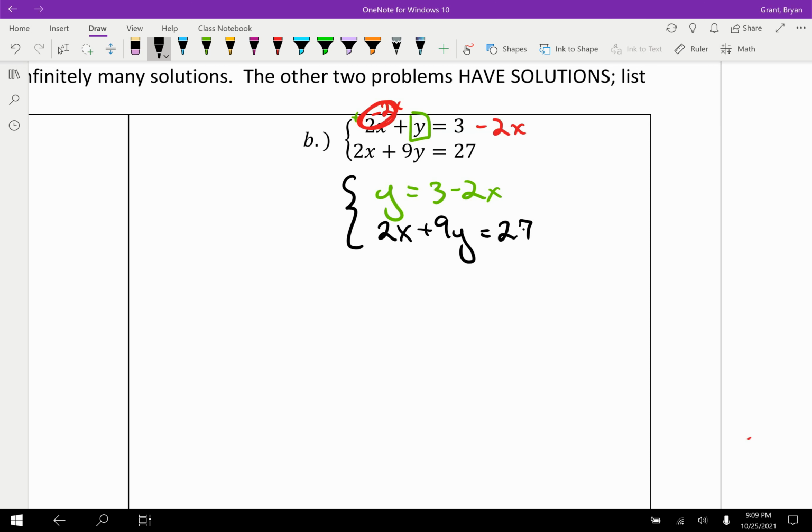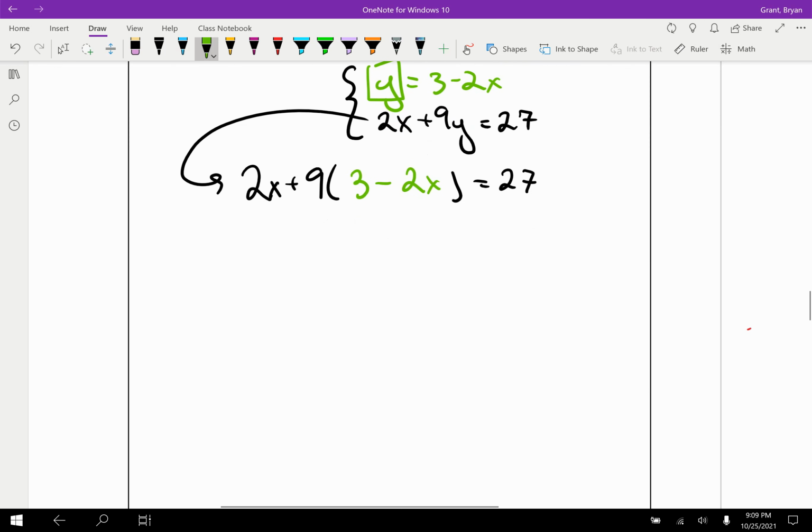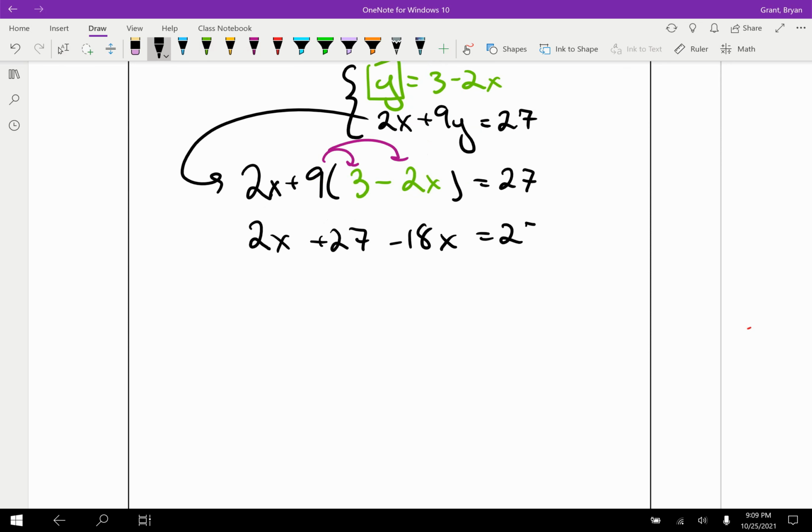We can now see that y is isolated, so we can do our substitution. We take this second equation, 2x plus 9, and we will need to replace the y with what it's equal to from the first equation. Y equals 3 minus 2x. Same steps each time. We now distribute this 9 into the inside. That gives me 2x plus 27 minus 18x equals 27.